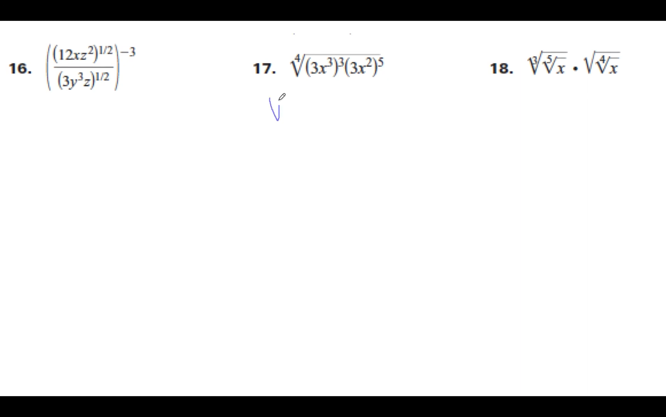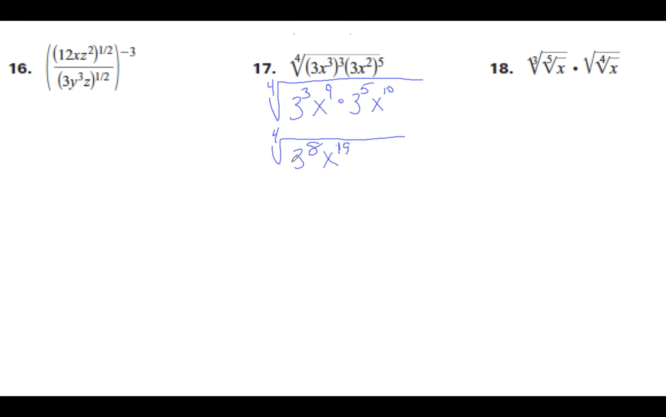Okay, number 17. We're going to work from the inside out. I'm going to go 3 to the third power, but I'm going to leave it like this because I don't want to use really big numbers. X to the third, x to the 9th, times 3 to the 5th. X squared to the 5th is x to the 10th. I'm going to combine some like terms here. 3 cubed times 3 to the 5th is 3 to the 8th. X to the 19th.